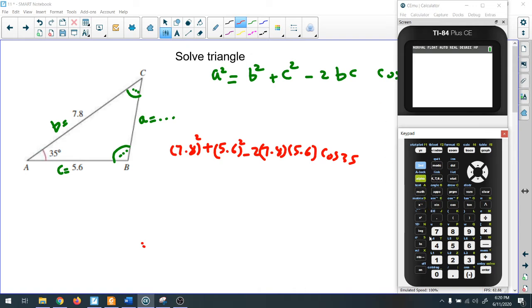You could do it step by step or just calculate 7.8 squared, then plus 5.6 squared, minus 2 times 7.8 times 5.6, then cosine 35.